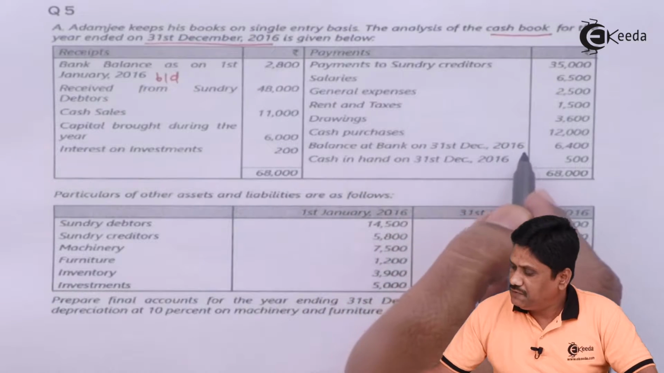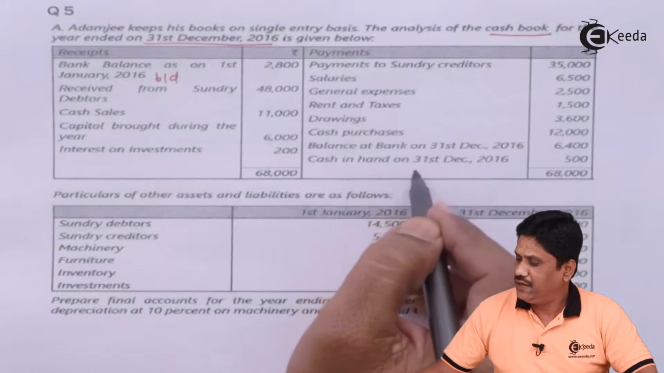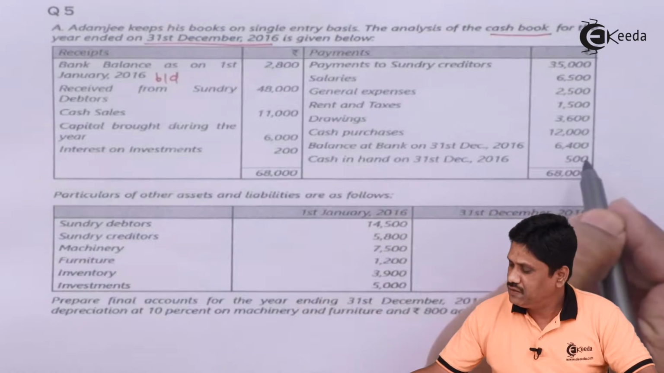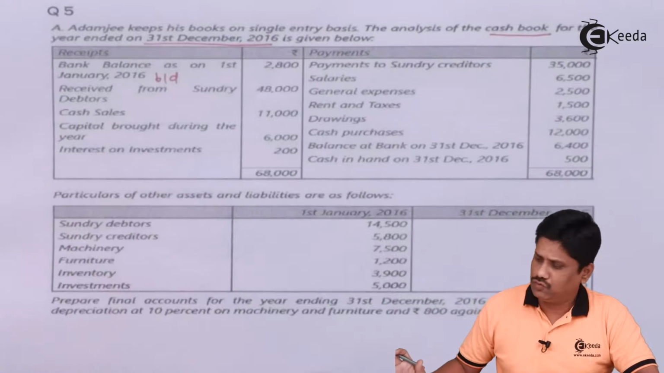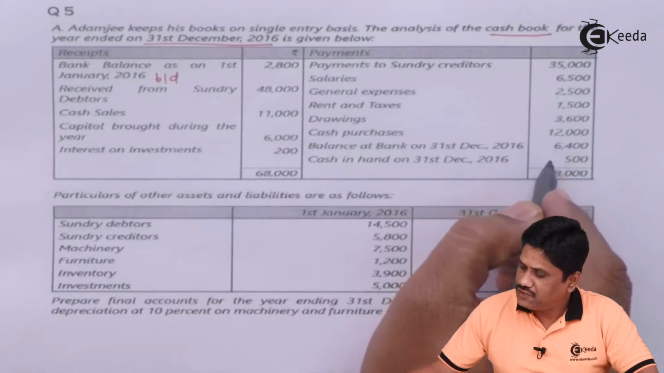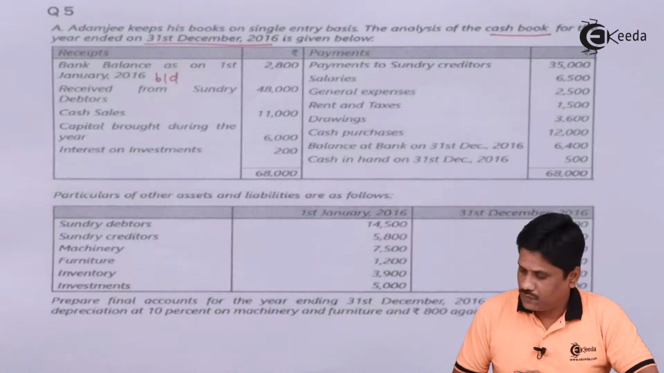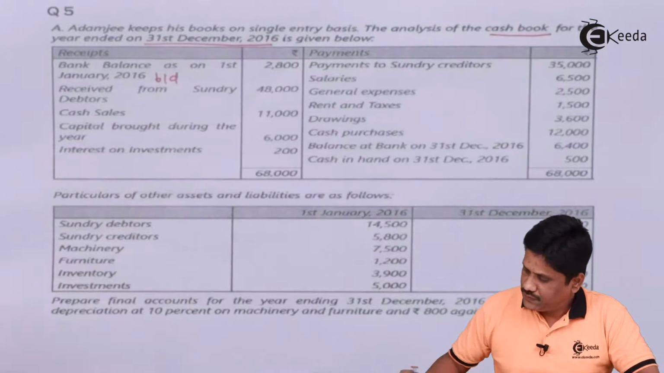Balance at bank on 31st December 2016 is 6,400 and cash in hand on 31st December 2016 is 500. They have merged cash and bank both, so we need not differentiate it. Both of these will be your current year's closing assets, right? And this opening balance of bank will be your last year's asset.